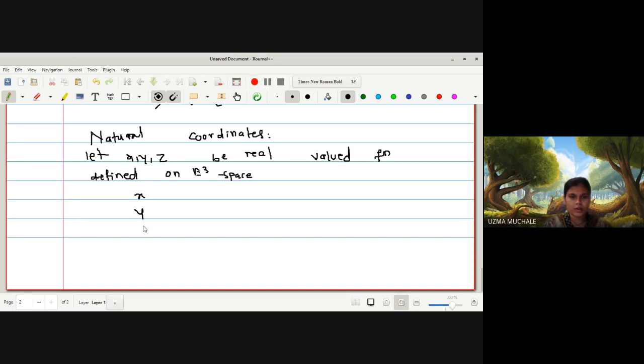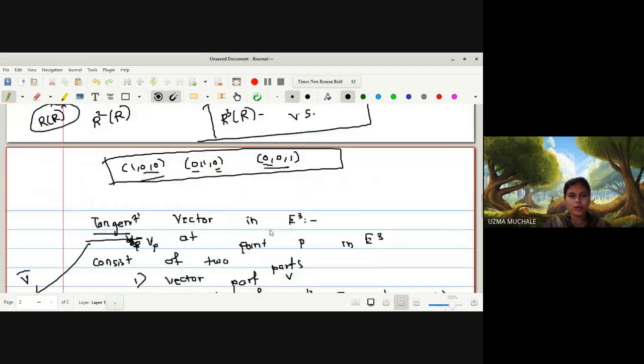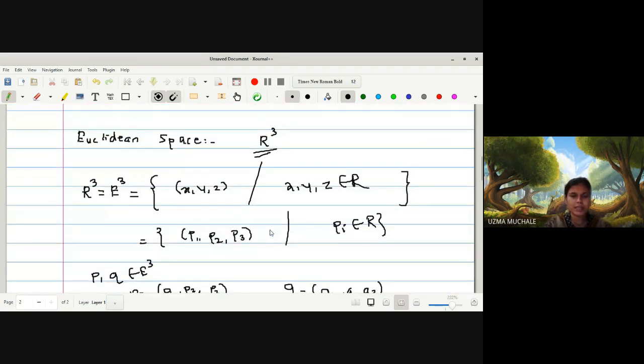So you will find out what these x, y, z are. They are real valued. Means what? We know that their codomain is fixed. Codomain is fixed. Functions defined on E3 means the domain is E3. So x, y, z are real valued functions defined on E3 space. That's why initially I wrote what a Euclidean space is. We have defined the Euclidean space as x, y, z, where x, y, z belong to R. These x, y, z are real numbers, right? So that's why x, y, z are defined on E3 space. They are real numbers.